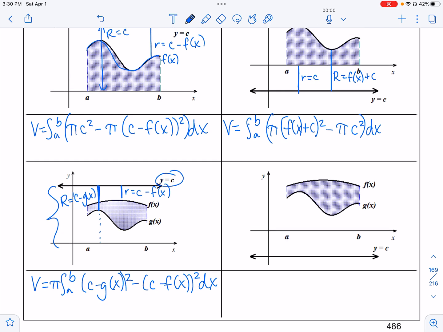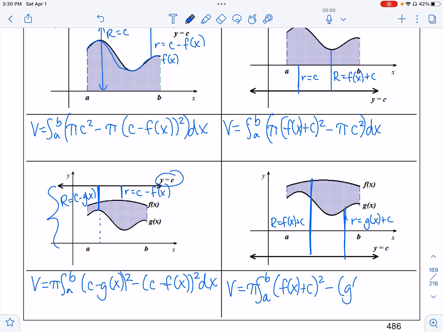Over here, we can tell this is the longer radius, and that comes from this f of x plus an additional c. And then this smaller radius is g of x plus an additional c. So the volume equals pi times the integral from a to b of f of x plus c squared minus g of x plus c squared dx.